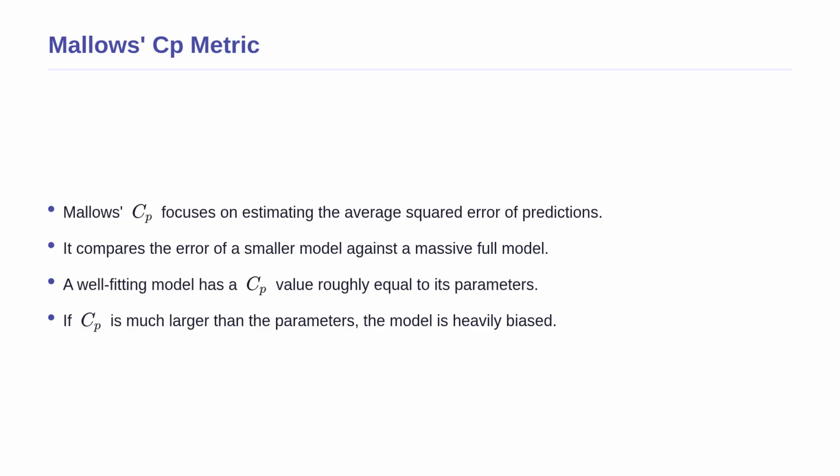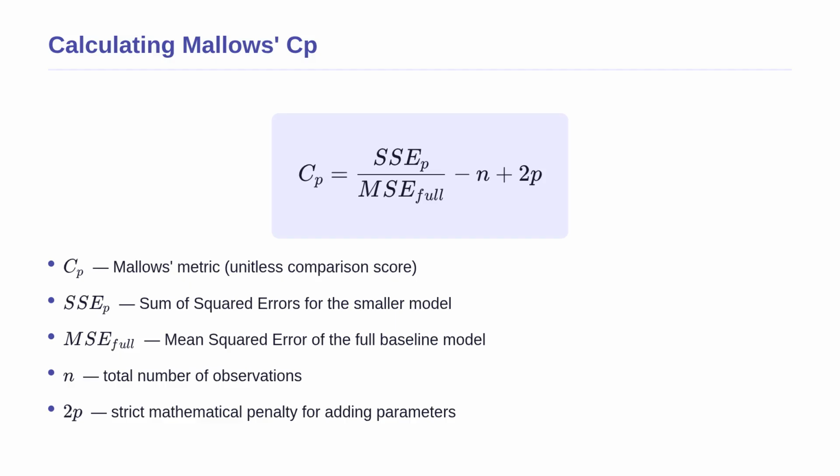If it is much larger, the model is heavily biased. Let us look at the mathematical engine behind Mallow's CP. Conceptually, this formula measures how much worse our small model is compared to the best possible full model, while adding a penalty for size. The term SSEP stands for the sum of squared errors for the smaller model with p parameters. MSE full is the mean squared error of the full model, serving as a baseline.